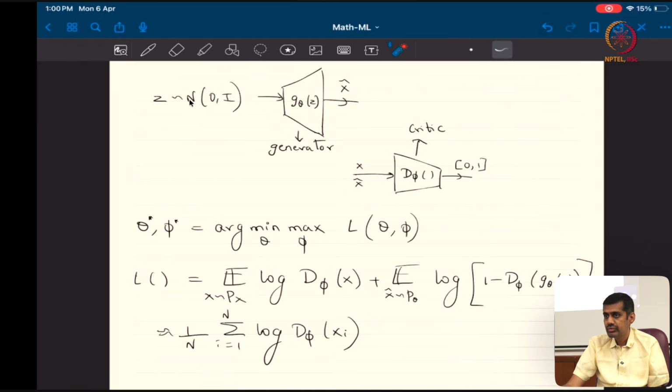Like X1 and X1 cap, they don't have to be related. Absolutely not, they are not related because everything we are doing is at the distributional level, not at a sample level at all.